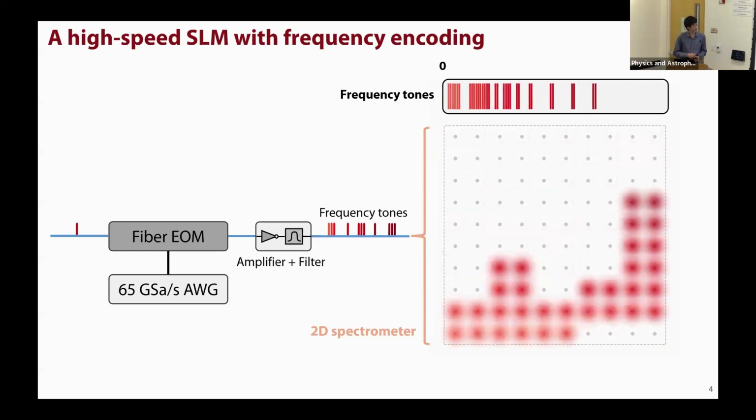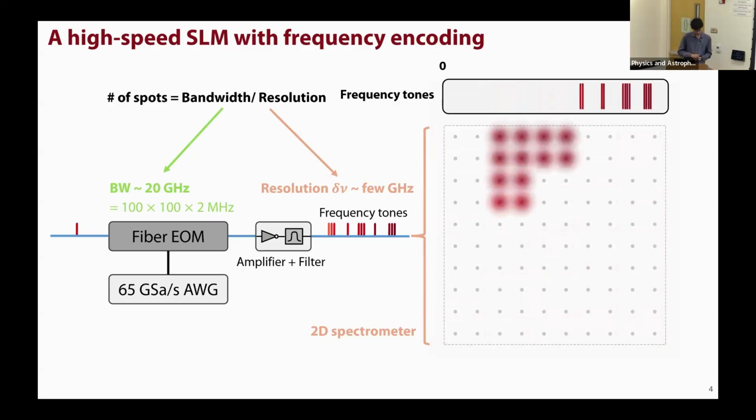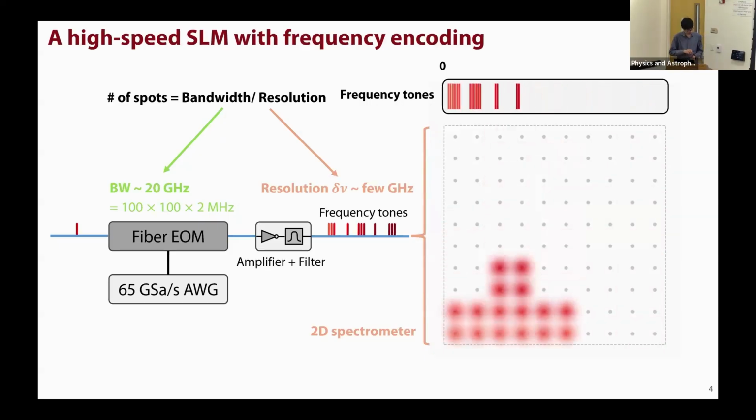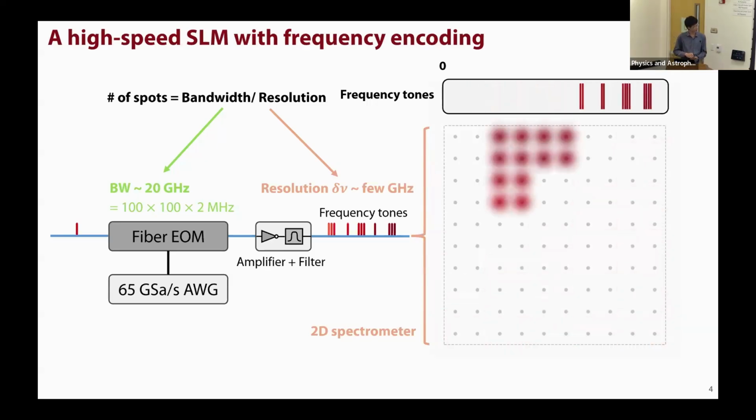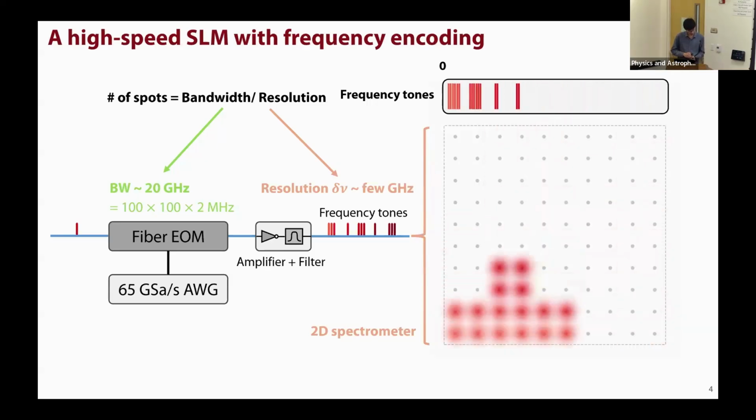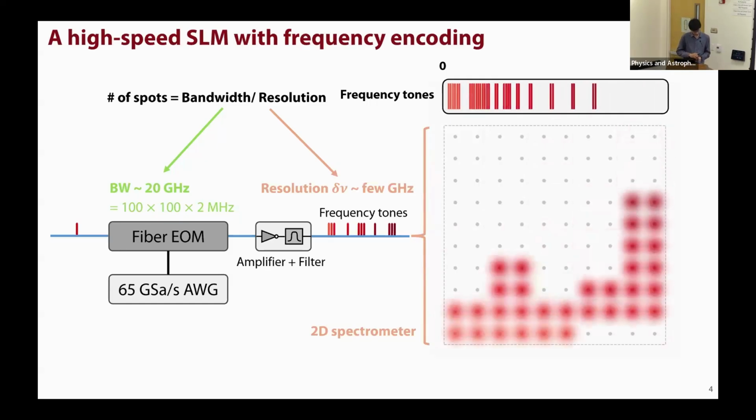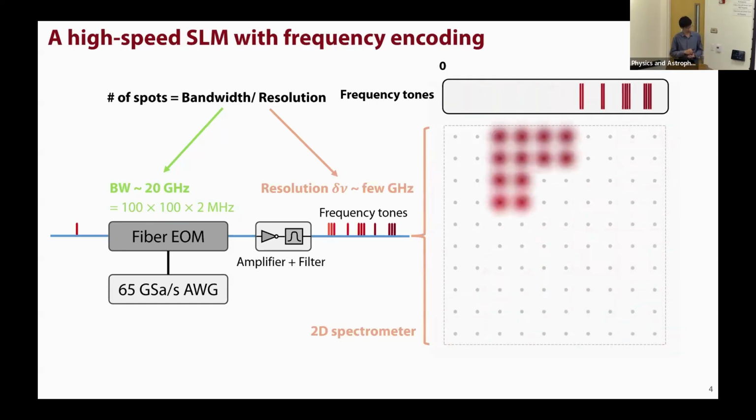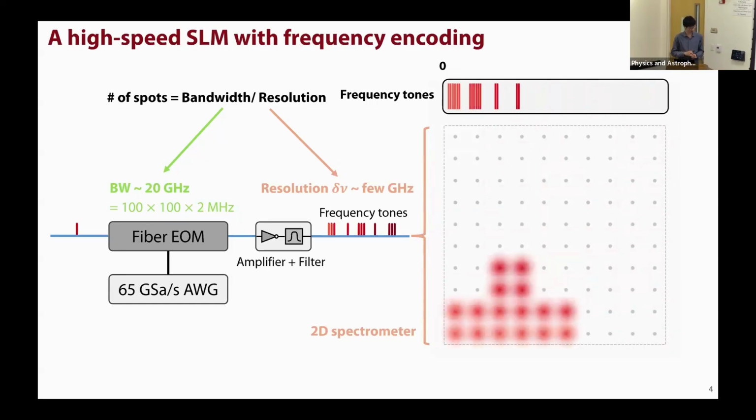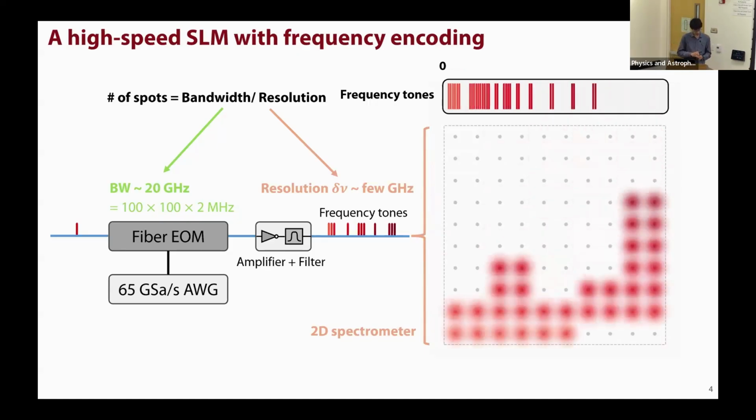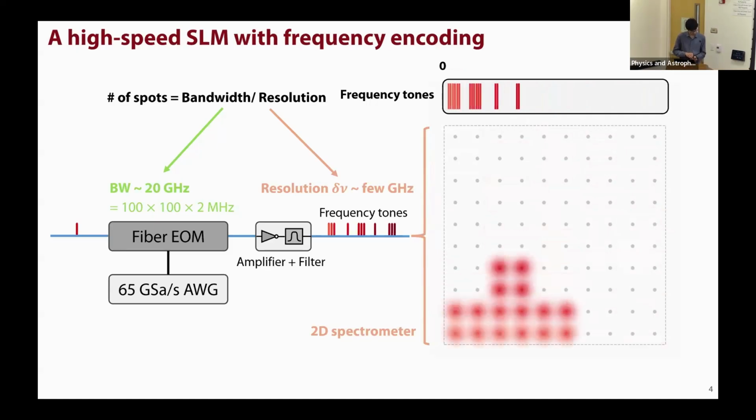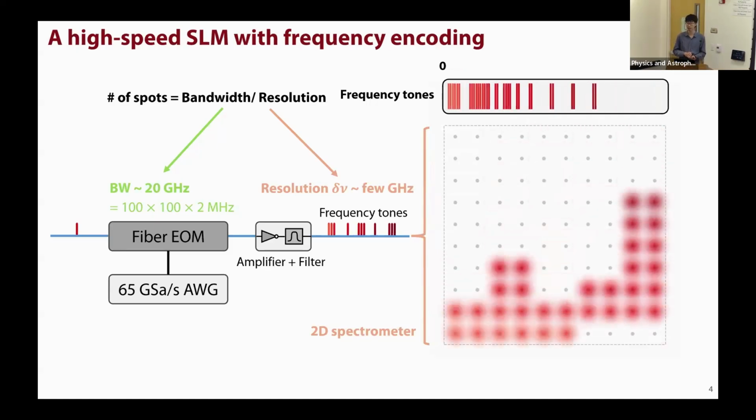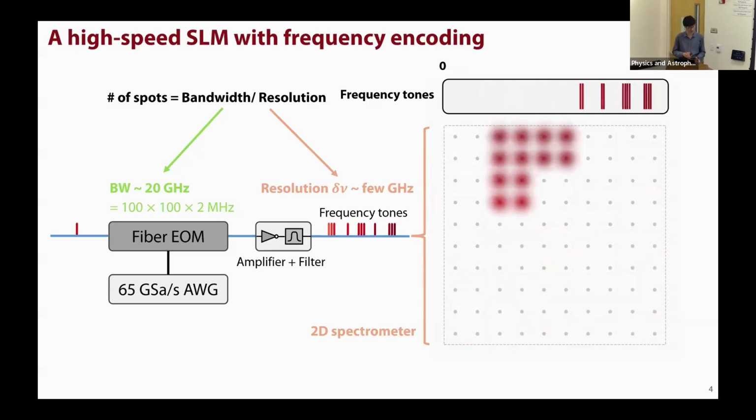A problem arises as we try to build it, because the RF and fiber modulator system has only about 20 gigahertz of bandwidth, while the conventional spectrometer has gigahertz scale resolution. As a result, only a few spots can be resolved. To address this challenge, we invented a spectrometer reaching an ultra-high megahertz level frequency resolution.